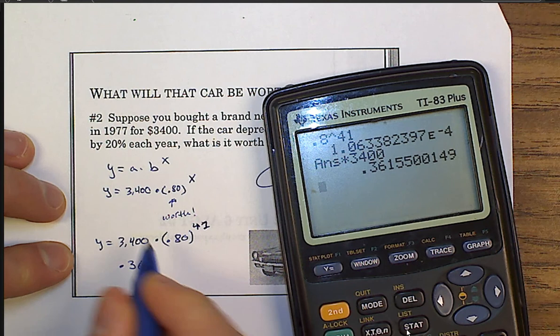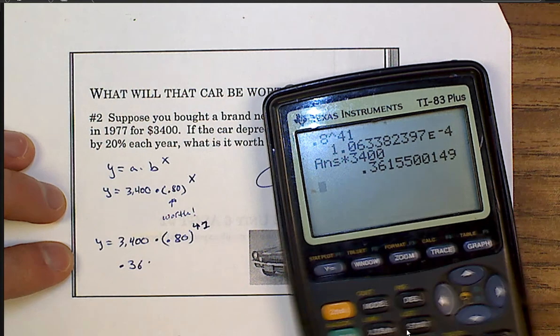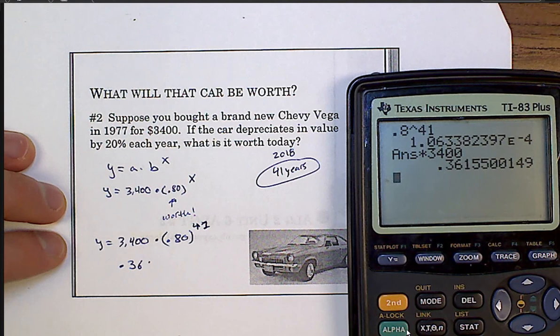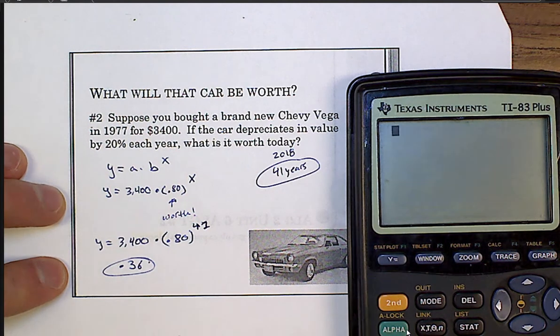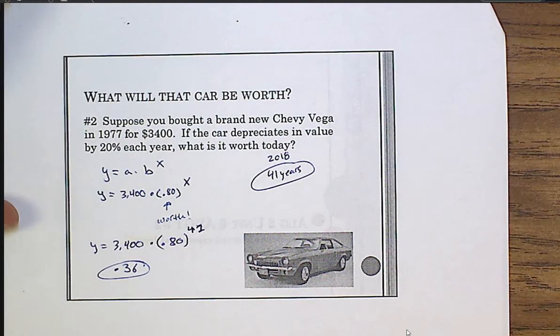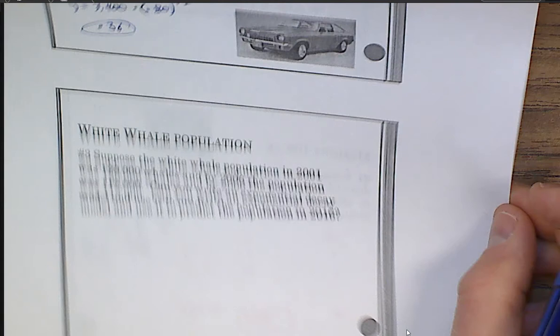We'll just go 0.36. So it's basically worth 36 cents, which is not what we want there. But hey, it's worth something, right? All right, moving on. Let's go to this next question. This is a tough one here.